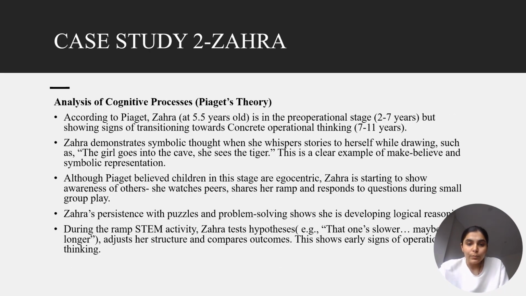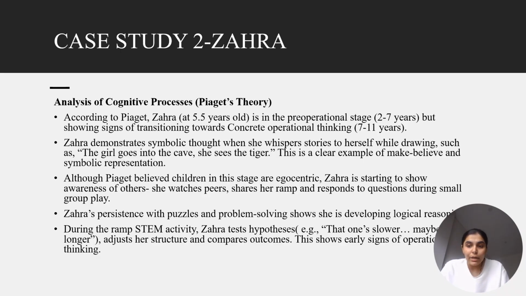Case study 2. Analysis of cognitive processes by Piaget's theory. Zara is also in the pre-operational stage. Her puzzle-solving and ramp experiment show symbolic thought, trial and error, and growing problem-solving skills. She talks herself through steps, making logical inferences like "too slow, not high enough," and adjusts her actions, which shows early signs of operational thinking.